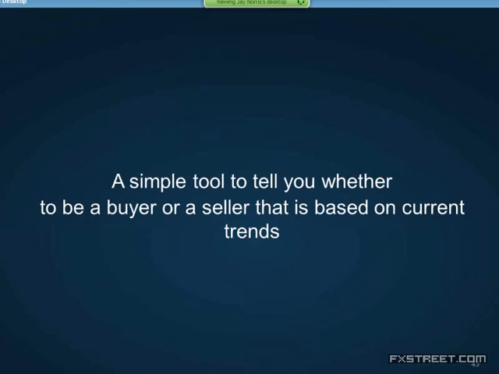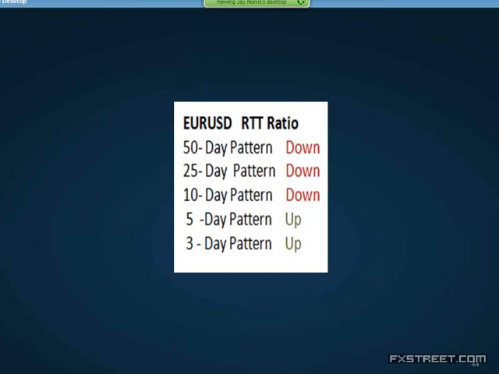So what if you had that simple tool? Well, that's what we have here. That's what we call a risk tolerance threshold ratio. It breaks a market down into its current patterns in time and designates those patterns as being up or down. Basically, it gives us the direction.